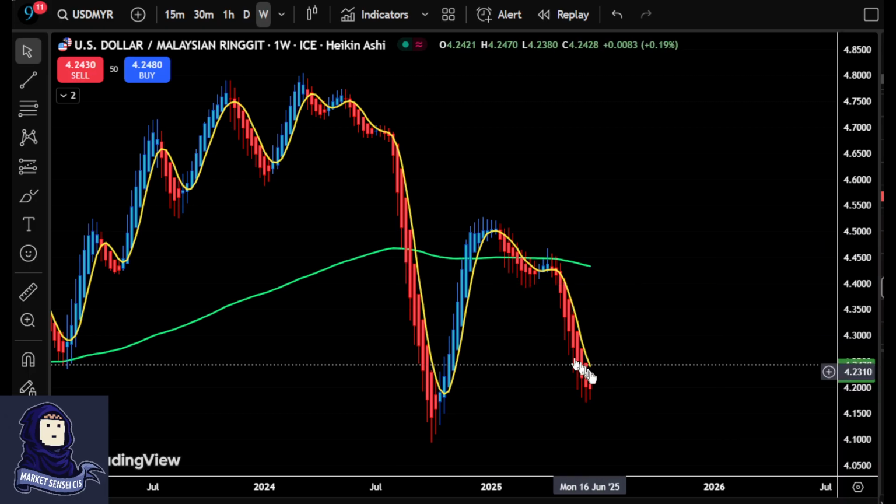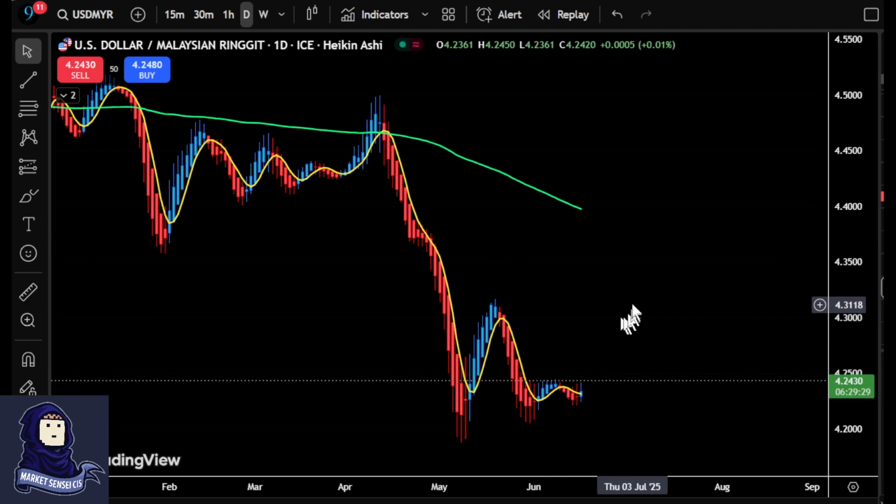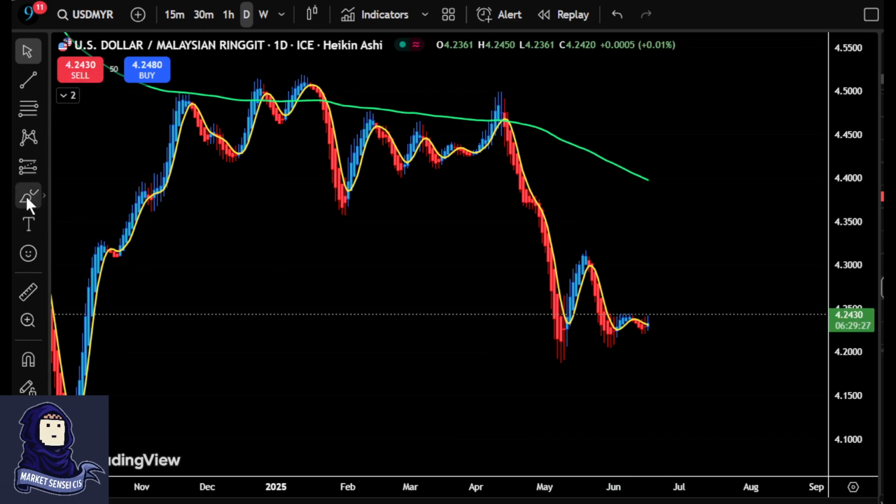Okay, this is a weekly chart. So expect it to continue moving upwards in maybe the second half of the year, maybe the end of the year, because this weekly chart will take some time to move up. So the daily chart appears okay. The daily chart shows a clearer picture.